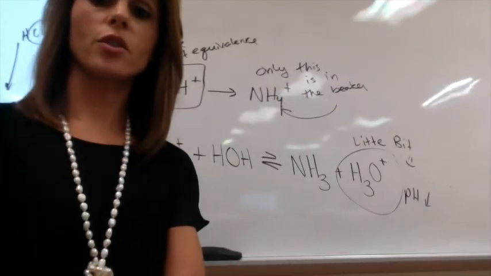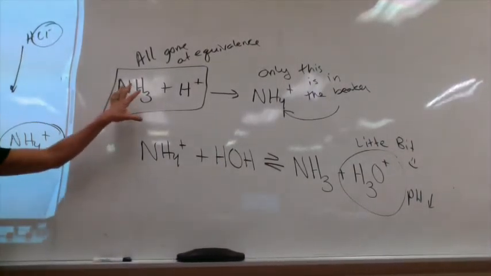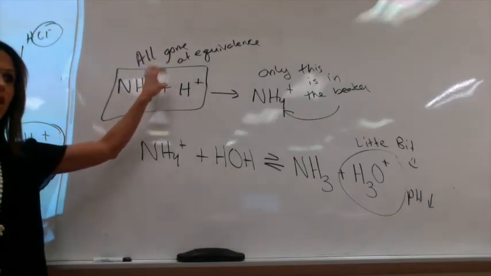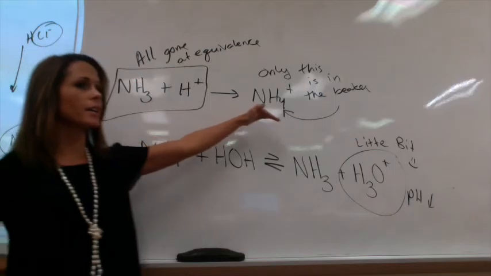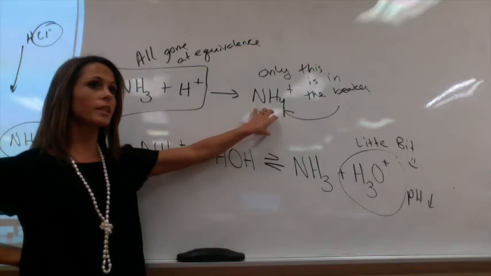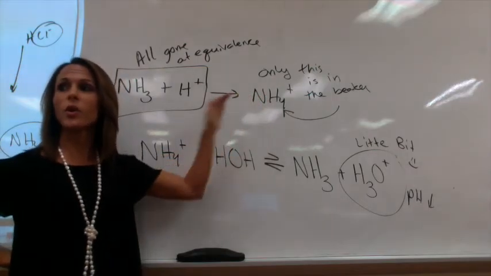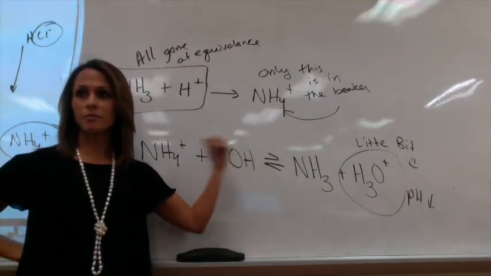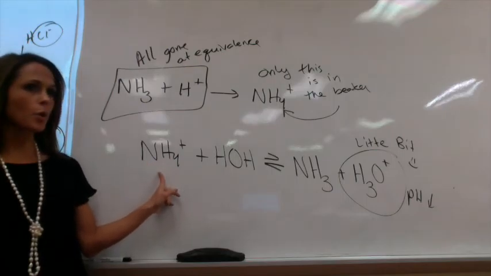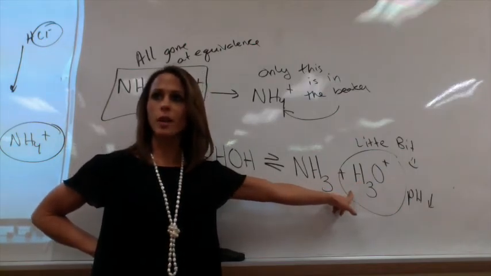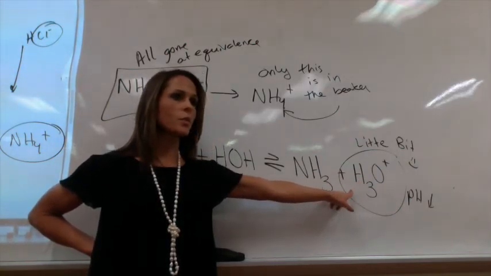Okay, so I'm just going to show you the reactions over here. This is the reaction of what's happening. NH3 is in your beaker, H+ goes in, but at the equivalence point, these are equal and they're all gone. They completely reacted to make NH4+. So NH4+ at this point is just sitting in water. We know that a weak acid or a weak base has an equilibrium to the left, but if you put ammonium in water, it's going to make a little bit of ammonia and H3O+. So your H3O+ is what's going to be floating in there.